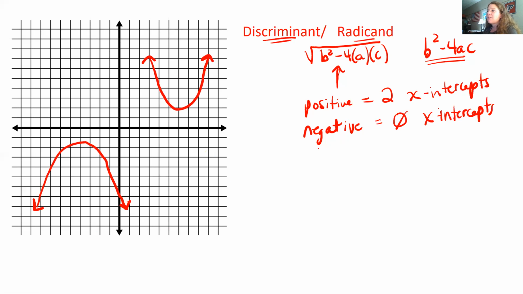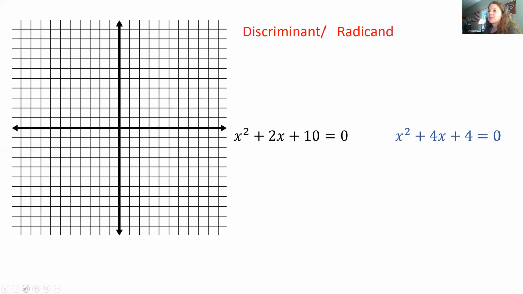And then, like I just said, if you end up with a 0 under the radical, that means you get 1 x-intercept, which means you have either a happy or sad parabola whose vertex sits on the x-axis, like these. That looks terrible, but I think you know what I'm talking about. Okay? Those are our rules, or that's what happens when you talk about the radical, also called the discriminant.